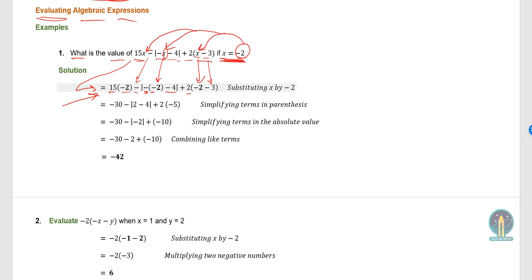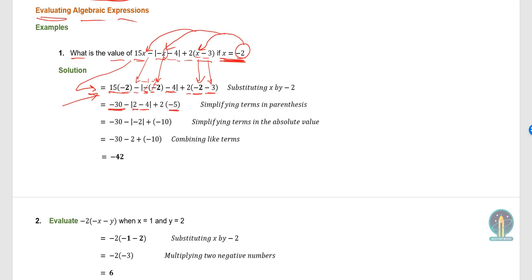So 15 times negative 2 is negative 30. Minus, and then the absolute value. Again, in this case, the absolute value kind of counts as parentheses, so you would evaluate what's in it first before moving on. But there's a couple of steps. First I have the negative of negative 2, and that gives me positive 2 in the end, because it's negative multiplied by negative. Or it's the same as saying negative 1 times negative 2, which is positive 2. And then minus 4, plus 2 times the quantity negative 2 minus 3. So negative 2 minus 3 is negative 5.